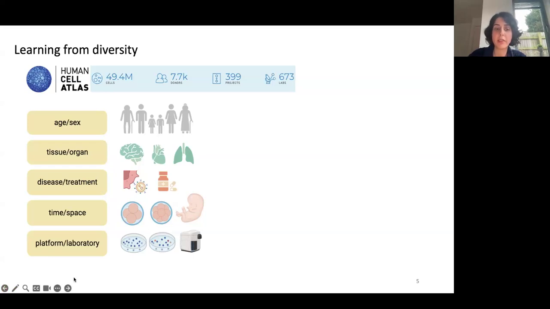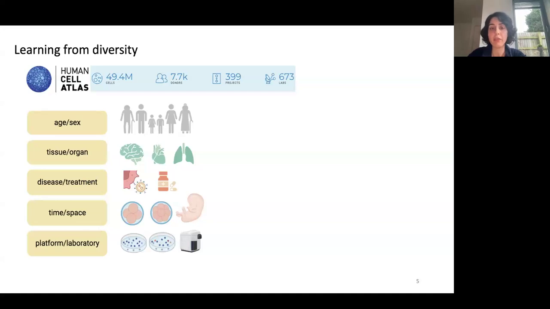But apart from this, there is a very important variation which is more associated with technical noise, and this comes from the platform or the laboratory that the data has been generated in. This is something that we are not interested in, and often this is simply because there are two different people dissecting the tissue or doing the analysis, or maybe because of the different technologies that have been used for sequencing. So we are very much interested in being able to dissect the effect of these technical variations from the rest, which is more interesting for us.